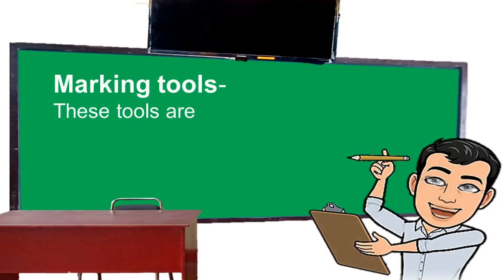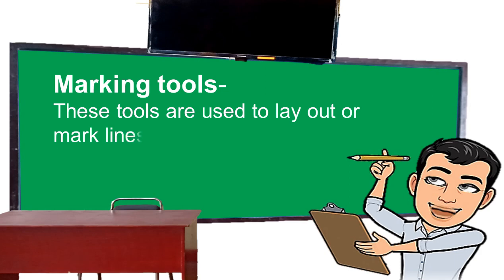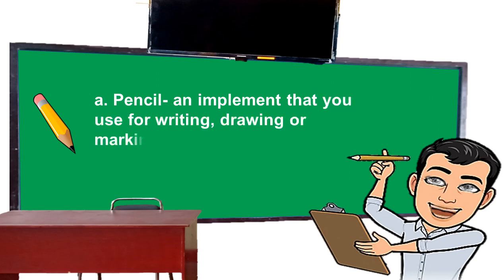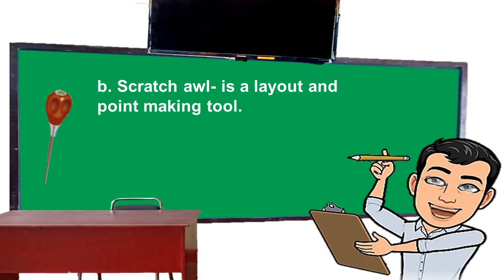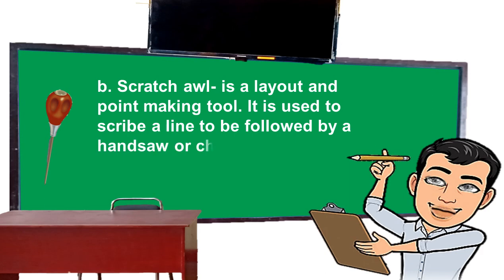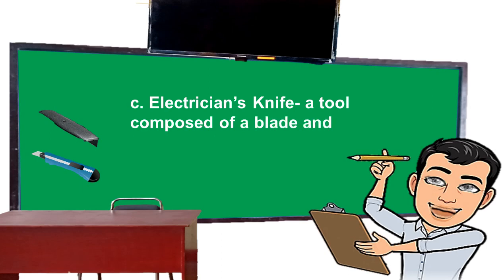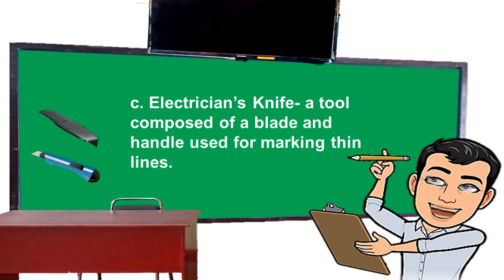Marking tools. These tools are used to lay out or mark lines. Pencil, an implement that you use for writing, drawing, or marking of surfaces. Scratch awl is a layout and point making tool. It is used to scribe a line to be followed by a handsaw or chisel when making wood joints and other operations. Electrician's knife, a tool composed of a blade and a handle used for marking thin lines.